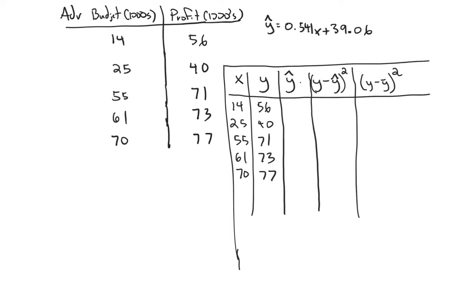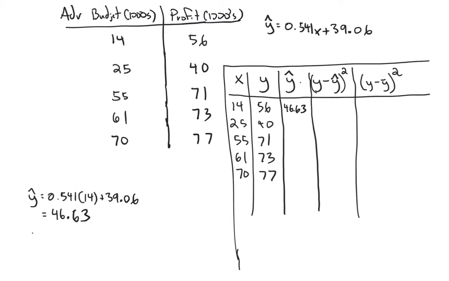So we need our predicted y, so let's do that. It's going to be y hat equals 0.541 times 14 plus 39.06. So our line predicts that if we spend $14,000 on advertising, we are going to get a profit of $46,630. We'll round it to 2 decimal places, we'll say $46,630,000. We'll put that in there.